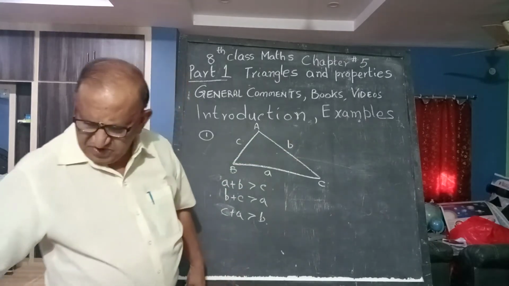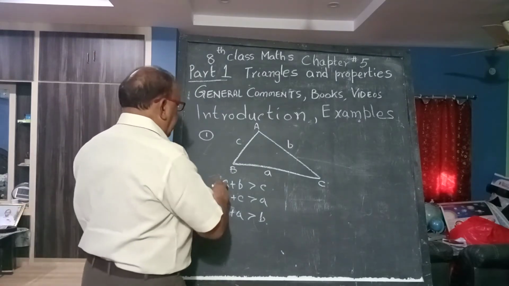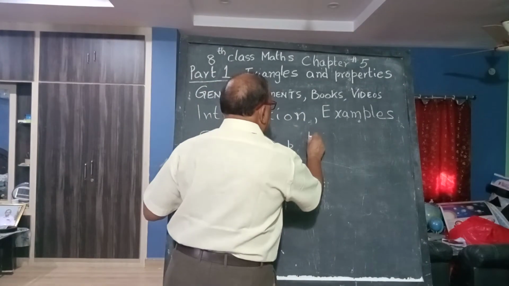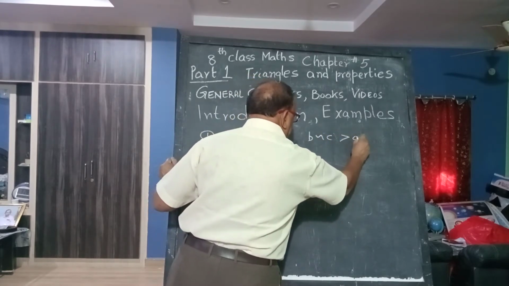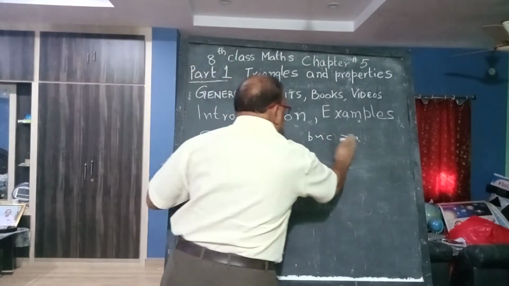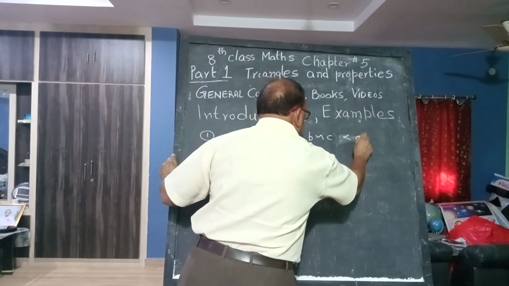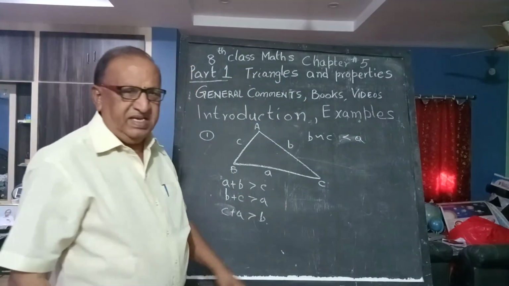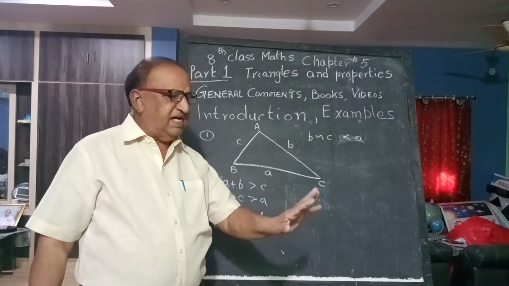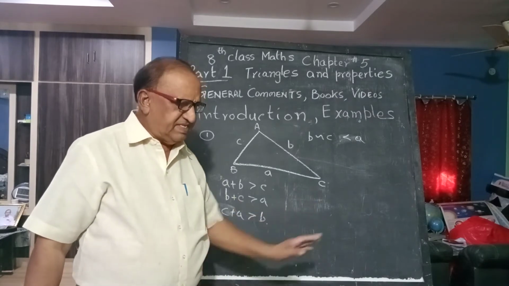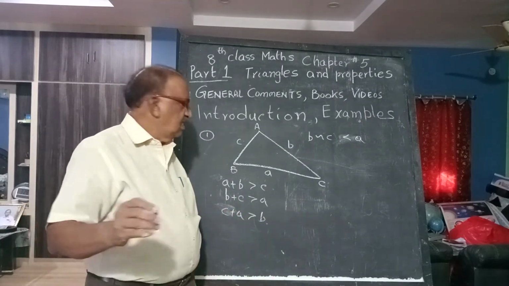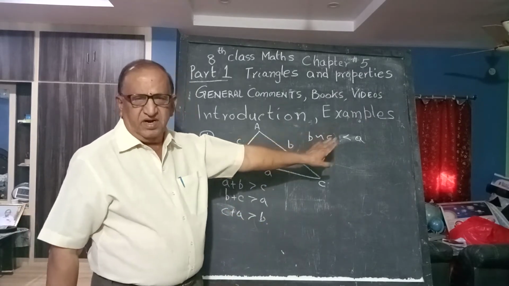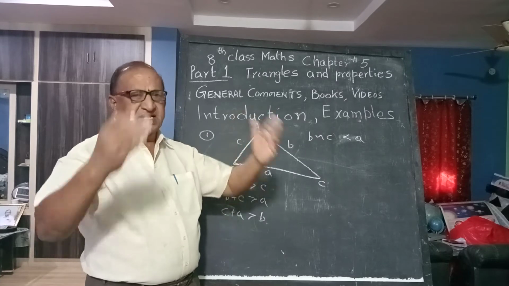Second rule, if you take the difference between any two sides, B minus C, should be greater than the third side. Sorry, should be less than the third side. So that means in any triangle, if you take the difference between any two sides, it should be less than the third side. Then only the triangle can exist.